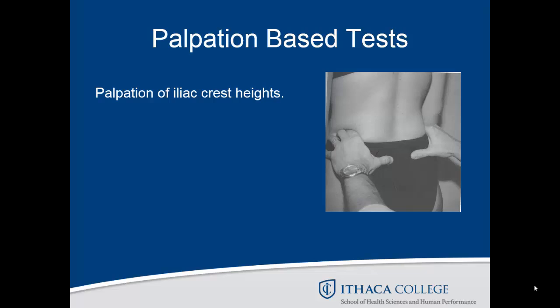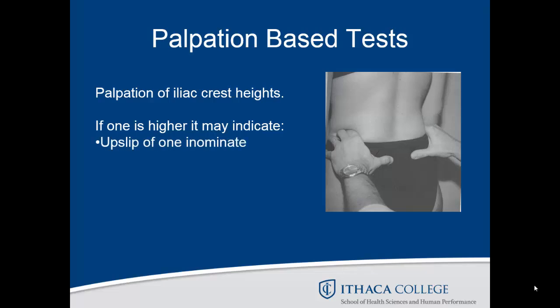First one is palpation of the iliac crest. This is probably something you did in biomechanics or maybe in MC. But what you're doing here is you're palpating the tops of the iliac crests, placing index fingers on top of the iliac crests, and then visually examining the heights of the iliac crests. And what you're looking for is if one is higher than the other. And if you do find one higher, it may suggest upslip of the innominate that's higher, or it could also suggest downslip of the innominate that's lower.